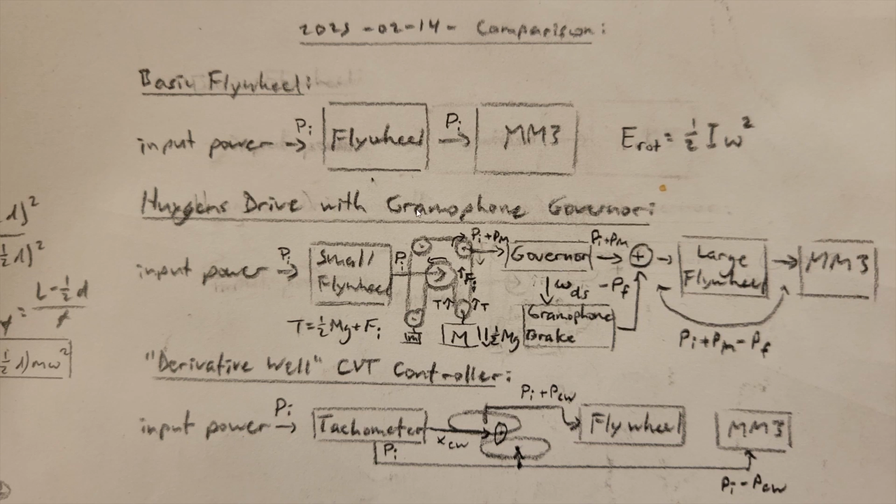Next, we have the Huygens Drive with Gramophone Governor, which is your current design. Instead of allowing the input fluctuations to act directly on the entire machine, the machine is insulated from them by this mechanism. These input fluctuations first go through a small flywheel and then into the Huygens Drive as shown. As you may already know, due to how pulleys work, a portion of the changing input forces will make their way to the output through the tension in the chain.